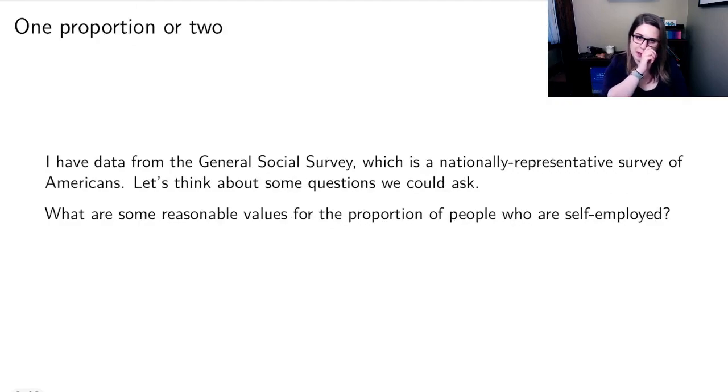So I have some data from the General Social Survey. It's a nationally representative survey of Americans. We're going to think about some questions that we could ask of this data. So we might ask, what are some reasonable values for the proportion of people who are self-employed? We might be able to find the proportion of people who are self-employed, p hat self-employed, but we might want to find a confidence interval around that. And so this is inference for a single proportion.